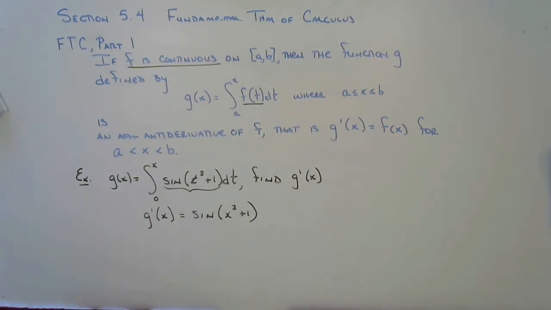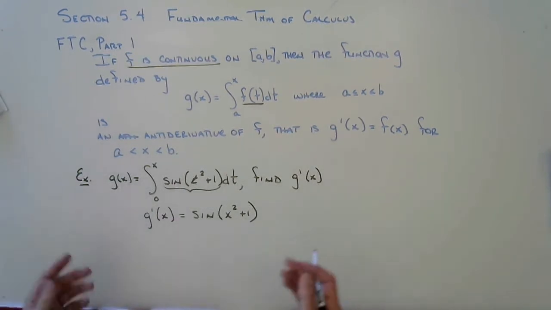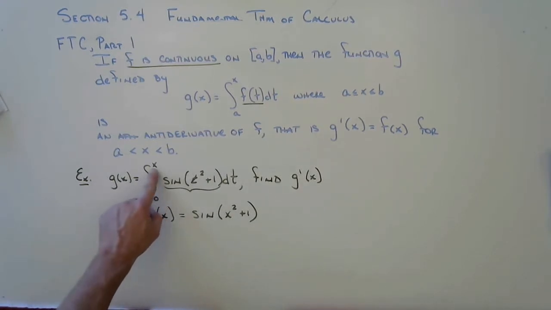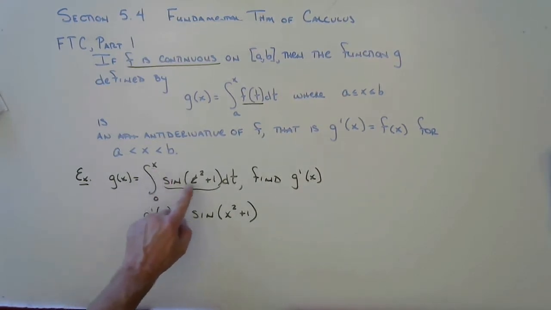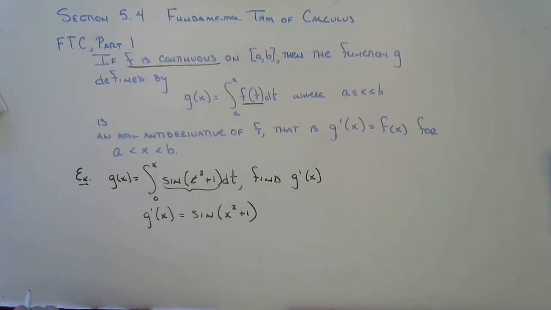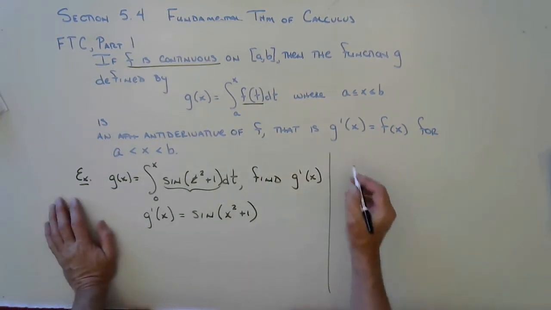Okay. That's all there is to it. I mean, that's it. That's the fundamental theorem of calculus. When I differentiate an integral, this bound, the upper bound, gets placed in here, and I rewrite it, and I'm done. Now, let's look at another example, because perhaps right now you're thinking it can't be that nice. Let's do another example.